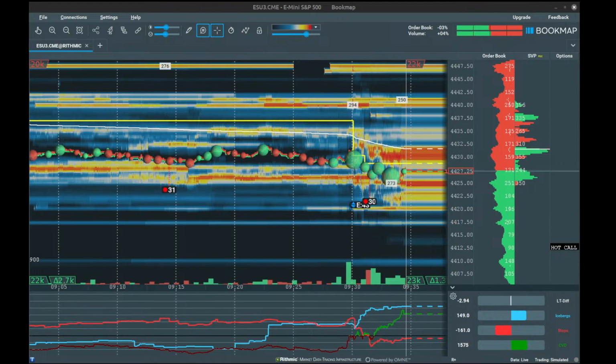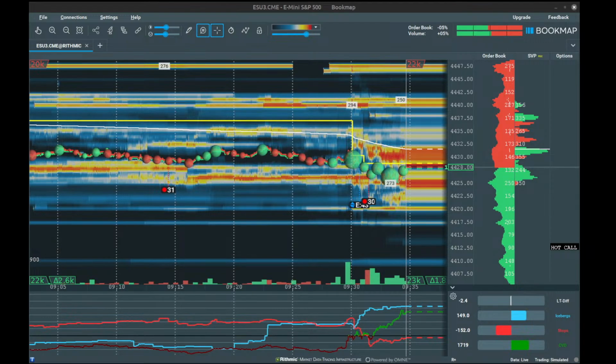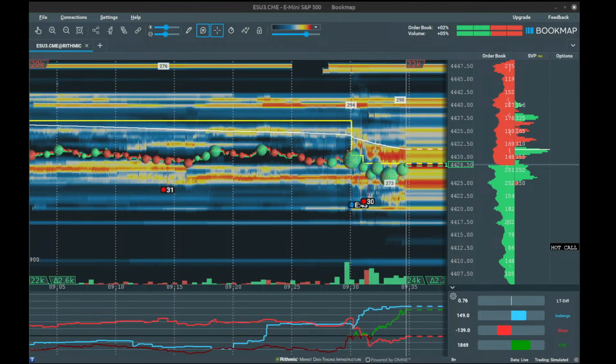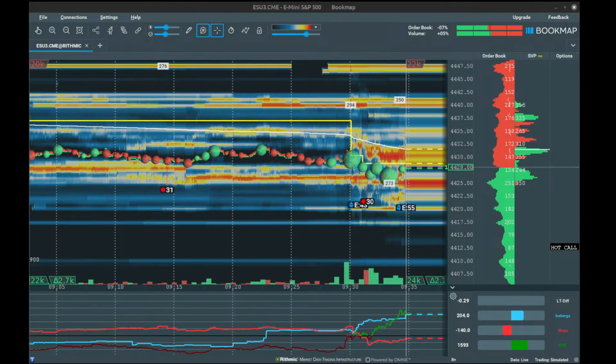We can see icebergs continuing to build, but again, not a lot, right? Plus 149 on icebergs, minus 144 on stops. I'd like to see these numbers in the four digits before I get confident about that type of divergence.